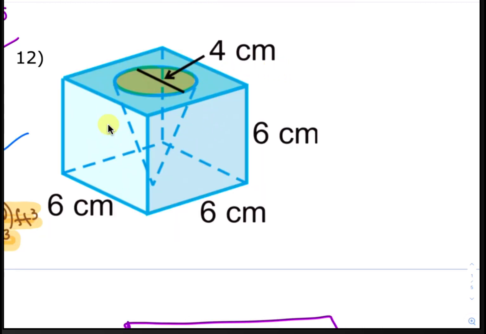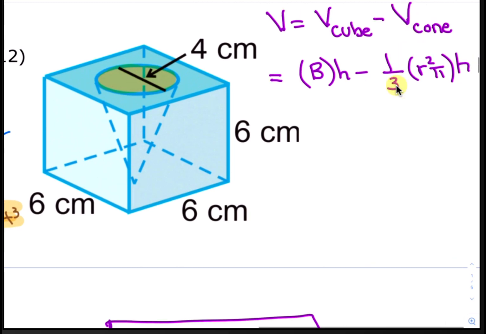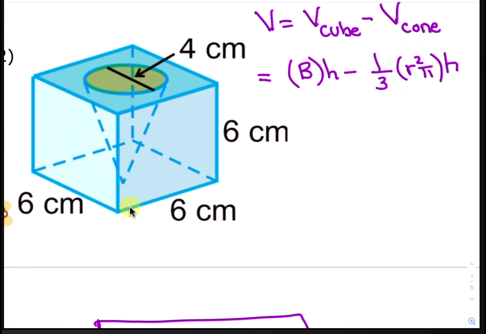All right, we want to find the volume of this figure in number 12. We see that we have a cube here, and then it looks like there is a cone that is cut out. So it's the volume of the cube minus the volume of the cone that has been cut out. Now the volume of the cube is area of the base times height, and the volume of a cone is 1/3 of r squared pi, that's the area of that circle, and then times the height.